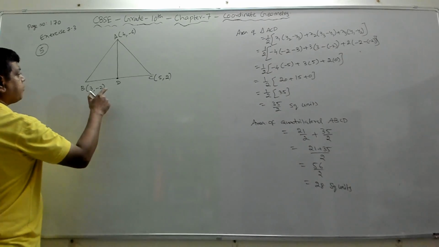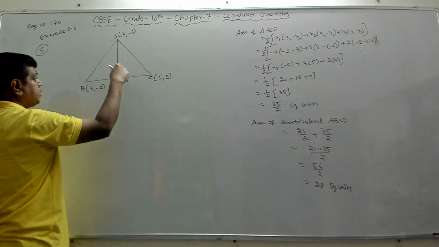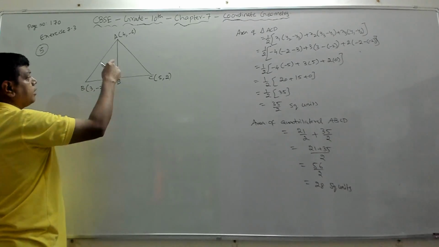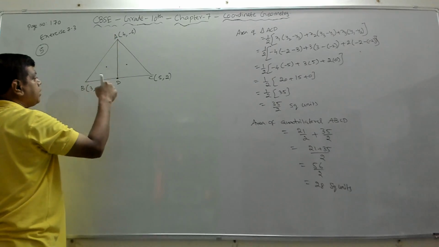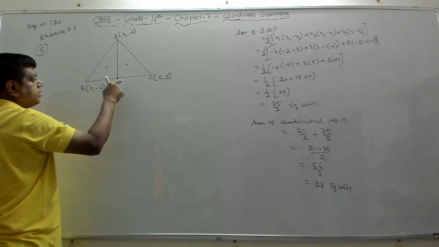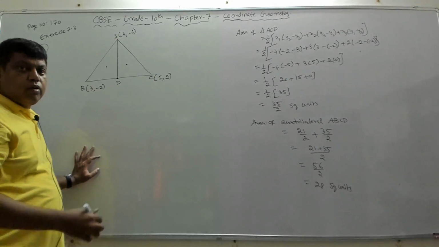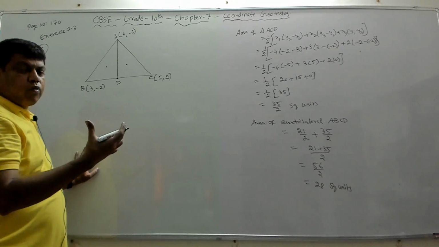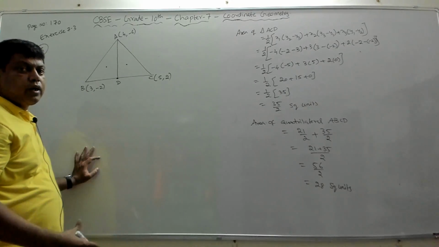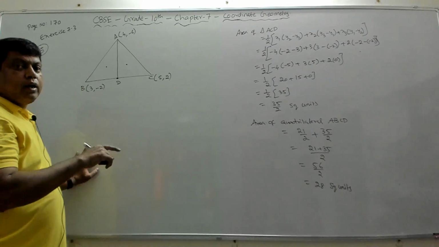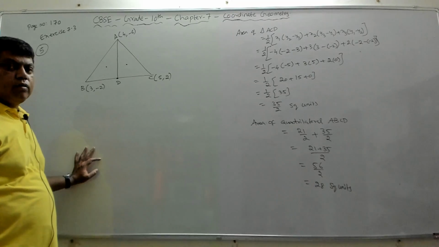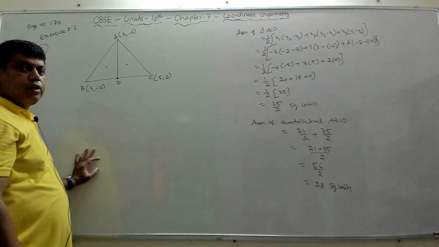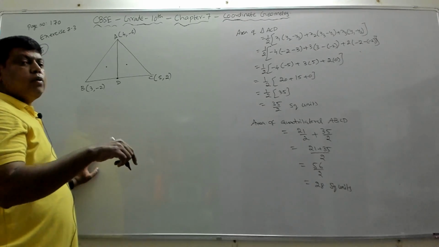Now if AD is the median, we have to show that the area of this triangle is equal to the area of this triangle. We have to prove that the area of triangle ABD is equal to the area of triangle ACD. That's one of the theorems that we studied in our 9th standard: a median will divide a triangle into two triangles of equal area.